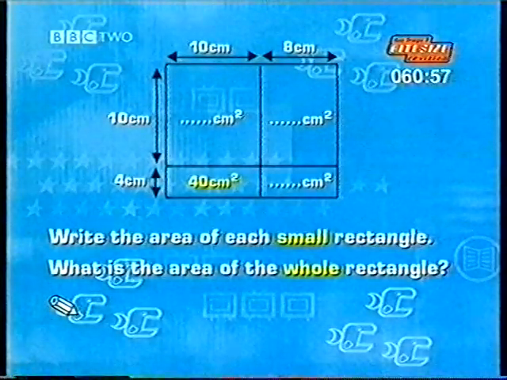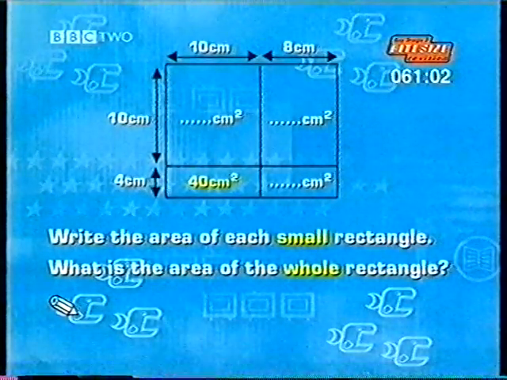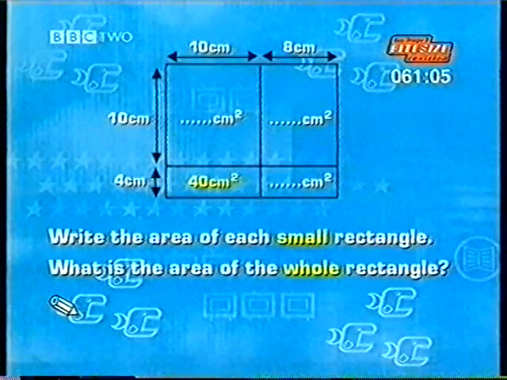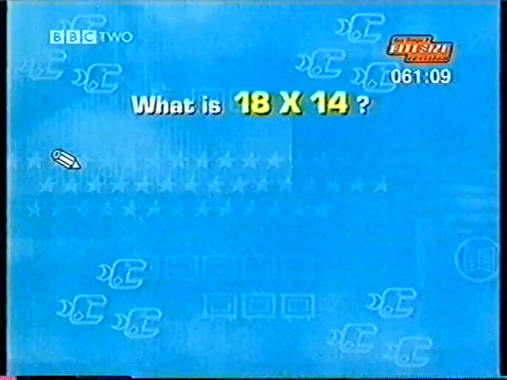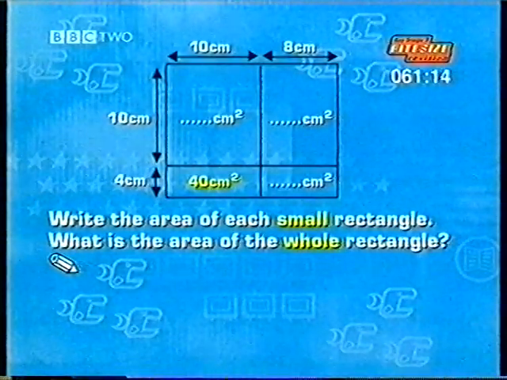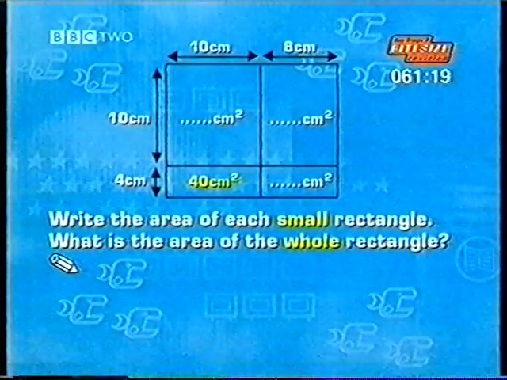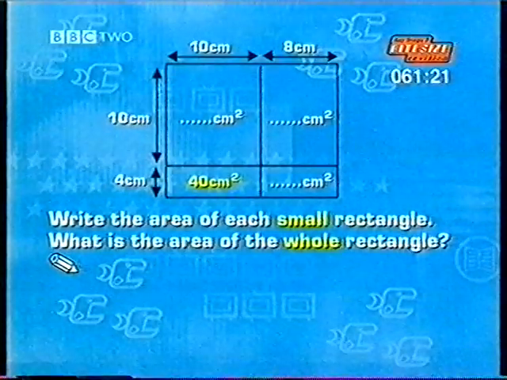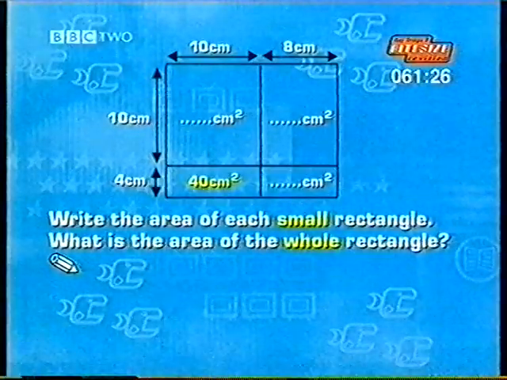So, how did you fare? Well, let's work through the question part by part. For part A, you're asked to find the area of each small rectangle on the diagram. Now find the area of the whole rectangle. And finally, you're asked what 18 times 14 is. You are shown a rectangle 18 centimetres long and 14 centimetres wide, split into 4 smaller rectangles, and you are asked to find the area of each small rectangle on the diagram.